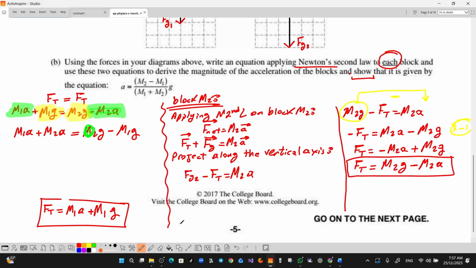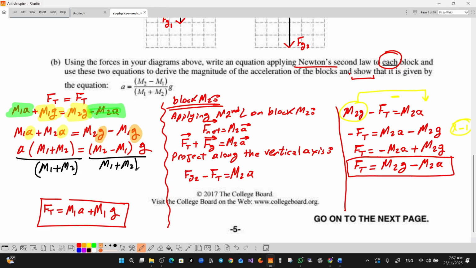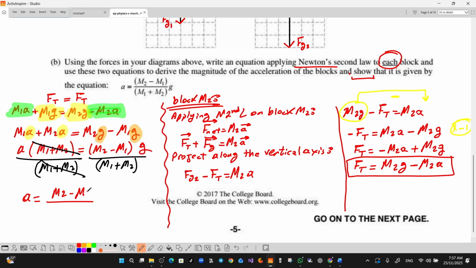Now, sorry, we're going to take G as a common factor here, and A as a common factor there. Now A multiplied by M1 plus M2, and here M2 minus M1 multiplied by G. Now dividing both sides by M1 plus M2, this and this cancel out, and finally we have the expression for the acceleration of the system, and it should be identical to the one that they asked me to show.